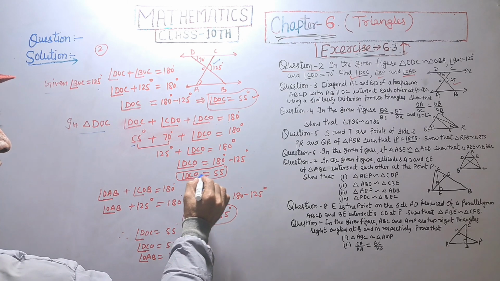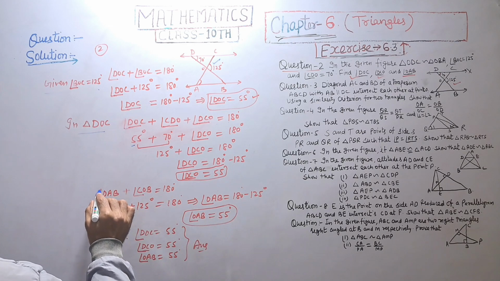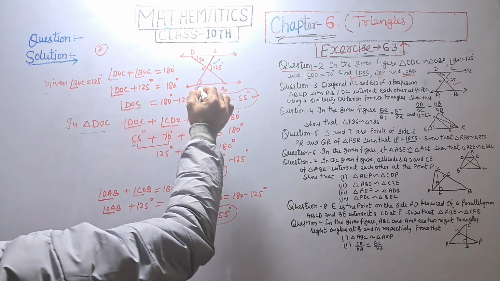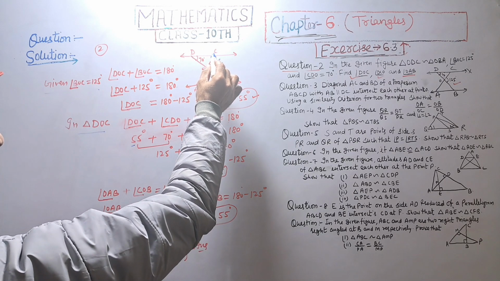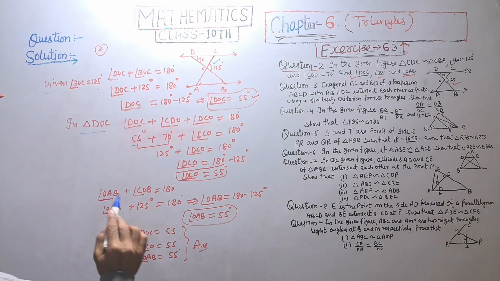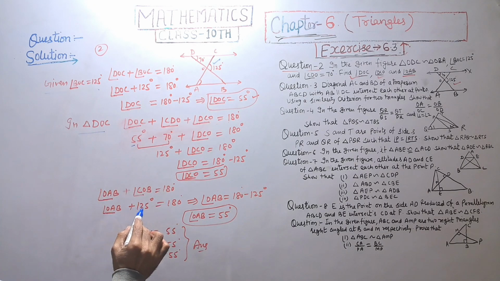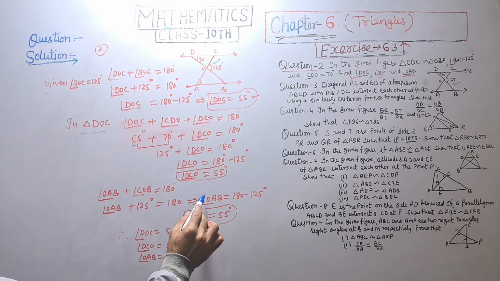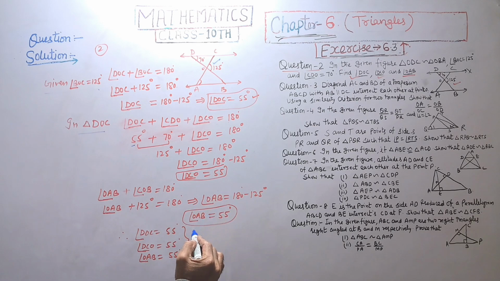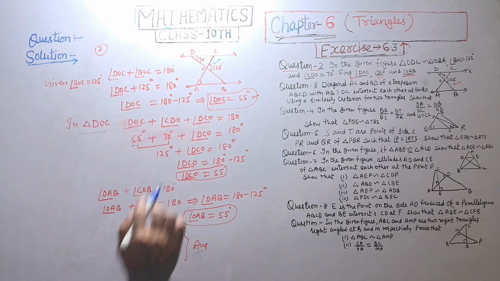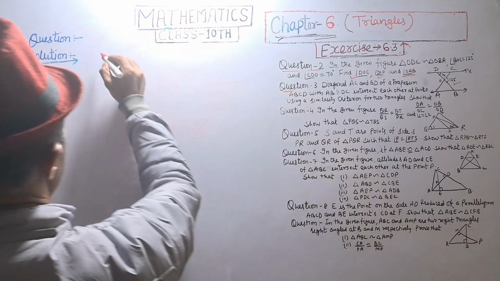Shifting to the right side and subtracting 180 and 125, we get 55 degrees. We get angle DCO is 55 degrees. Angle AOB plus angle COB is 180 degrees. Angle AOB plus 125 degrees is equal to 180, so angle AOB is equal to 180 minus 125, that will be 55 degrees. So DOC is equal to DCO equal to AOB, that is the same, 55 degrees, 55 degrees, 55 degrees. Answer.